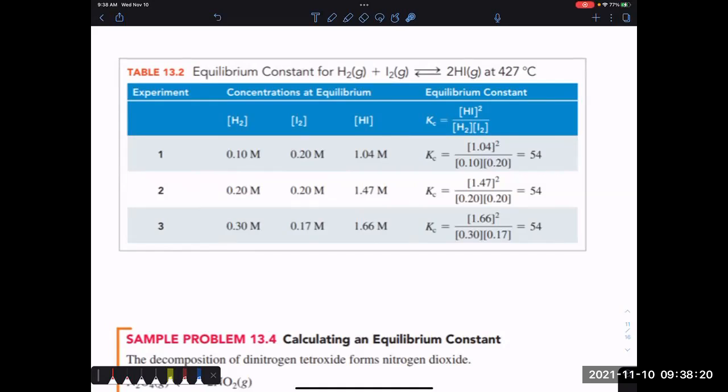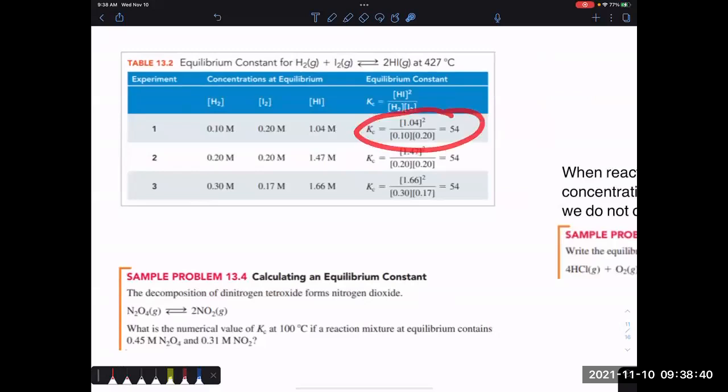And that means that we have basically 54 products for every one reactant, or 1 unit of reactants. So this reaction favors the products. A higher ratio means that we're going to form more products than we are going to form reactants.